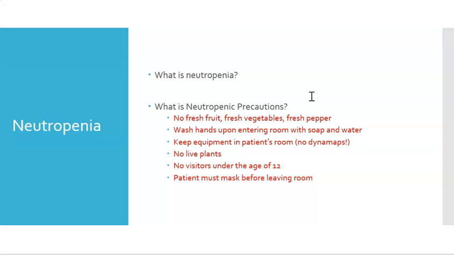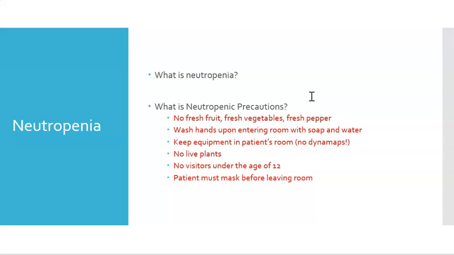possibly, I know this says no Dynamaps, but we do sometimes clean the Dynamap and leave it in the patient's room. It used to be we would have their own thermometer, their own blood pressure cuff. Well, everybody has their own blood pressure cuff now, but no live plants, no visitors under 12, and the patient needs to be wearing a mask, but everyone's wearing a mask right now, so there's that.